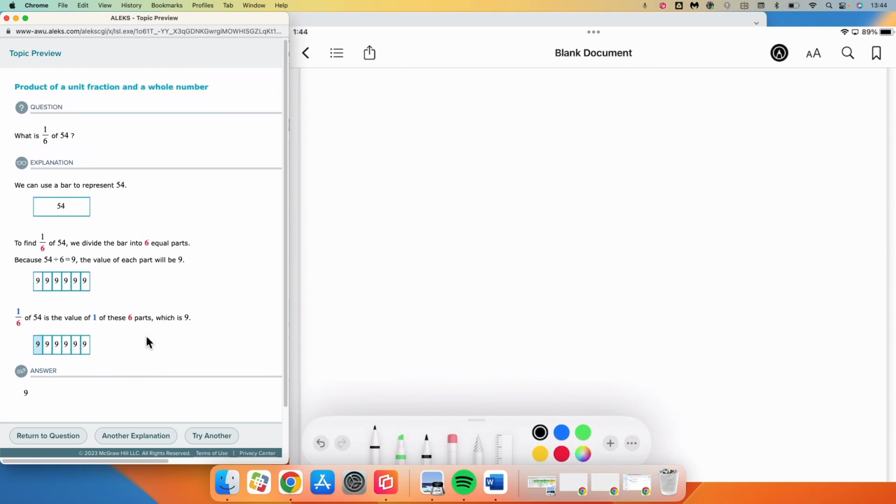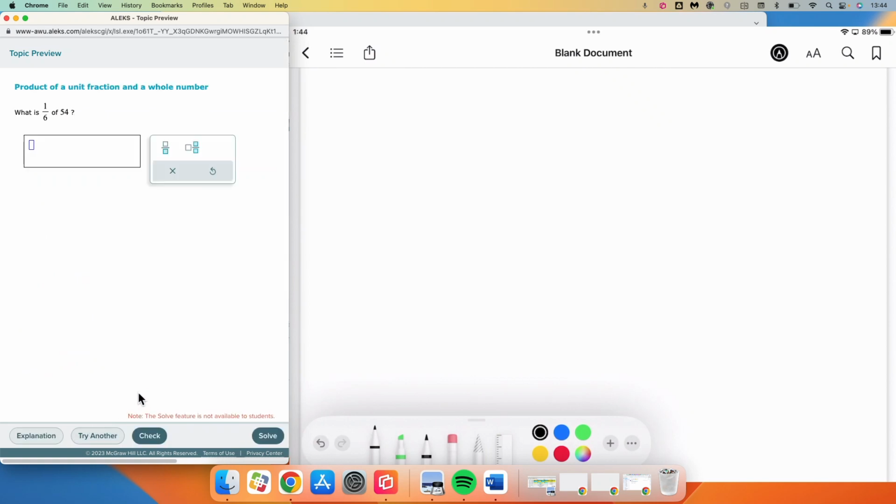That explanation is kind of wacky. So I'm just going to do it my way. So if that works for you, do that. But anyway, 1/6 of 54, we've got 1/6, and that's going to be times 54. I'm sorry, not 64.